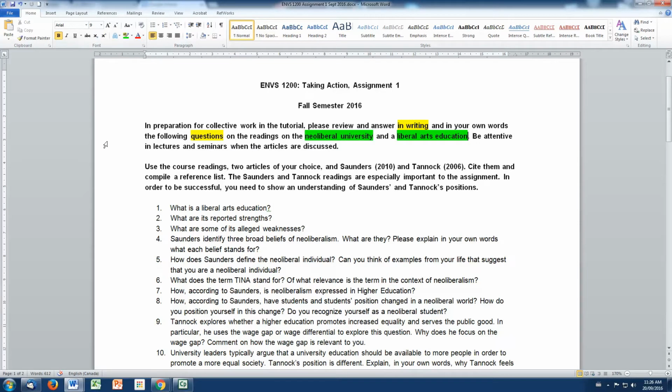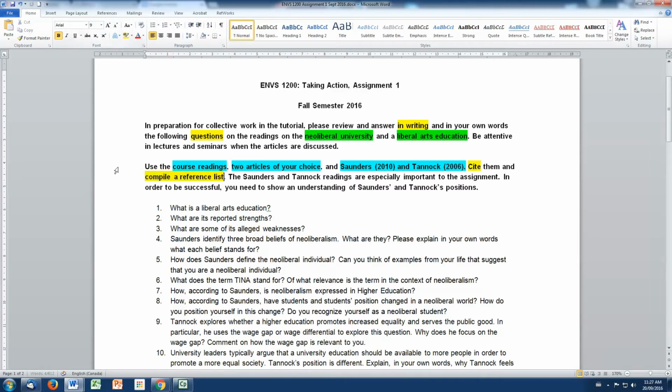If you read further, you understand what kind of resources you need. So you need to look at the course readings. You need 2 additional articles that are not provided to you yet, and you need to read these 2 articles that are provided to you, and they're actually available in your Moodle site. Now, if you read further, you also need to cite some things, and you need to compile a reference list.